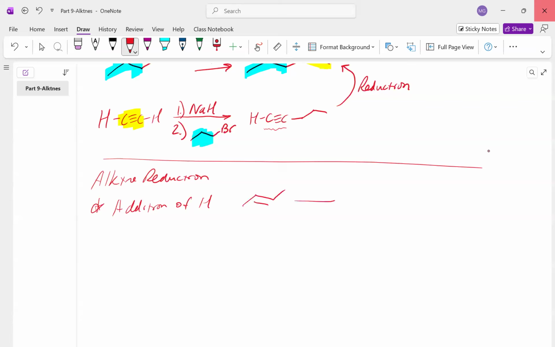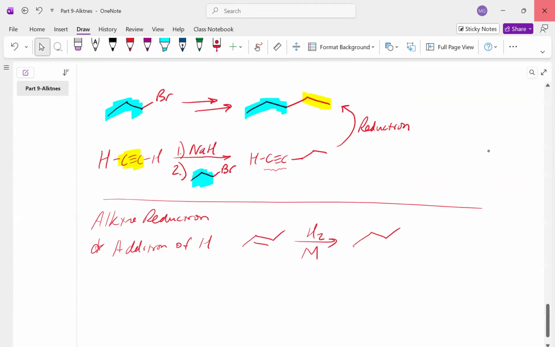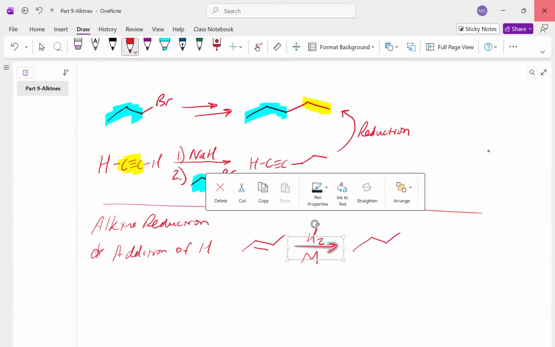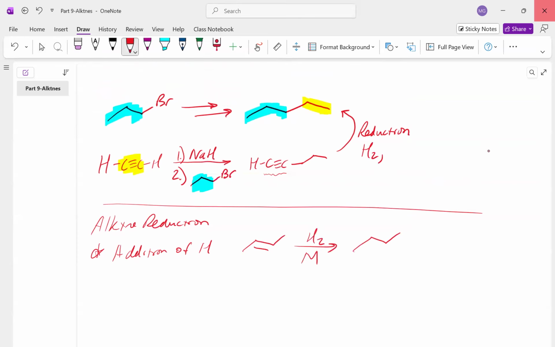So we took an alkene, reacted it with hydrogen and some metal like palladium, platinum, or nickel, and that added hydrogen across the double bond to make an alkane. Well, we could do the exact same thing with alkynes if we take hydrogen and a metal like palladium, platinum, or whatever. We use an excess of hydrogen so that we can hydrogenate all of the double bonds. That will reduce an alkyne to an alkane.